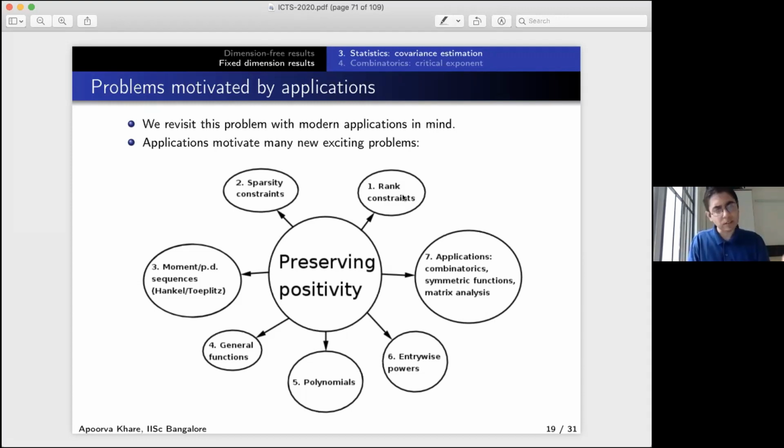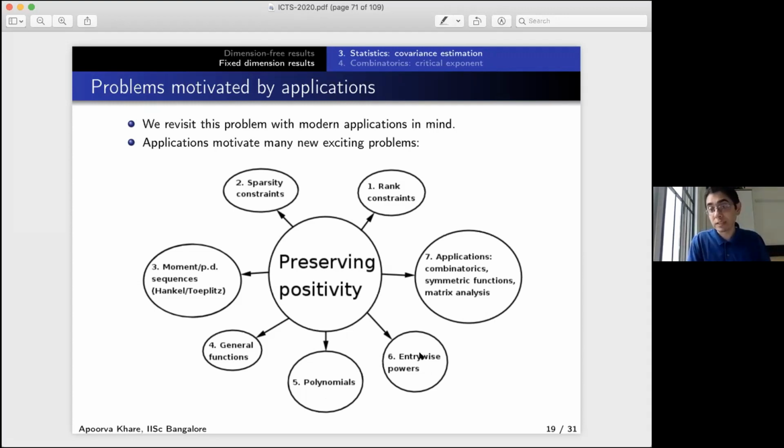People like Allan Pinkus, who are well-known matrix theorists, have looked at this, and we also looked at them recently. You can ask about when you have zeros in your matrix at determined positions, as in my original slide, where there were zeros. You can talk about moment sequences and Hankel or Toeplitz matrices. You can ask about general functions. These are when you restrict matrices to rank, sparsity, or structural constraints. You can also restrict functions: which polynomials preserve positivity in a fixed dimension, and which power functions preserve positivity in a fixed dimension.